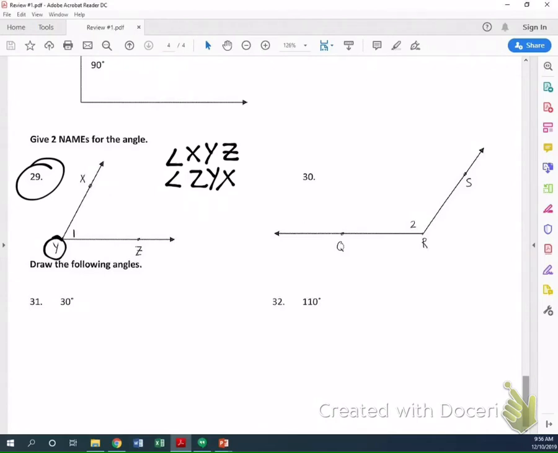Now, there are two other ways. Since it's the only angle there, you could actually go just with the Y, or you could use this little number on the inside. This would be another great one for a multiple choice format to say all of these are ways to name this angle except, and you'd go with the one that doesn't work.